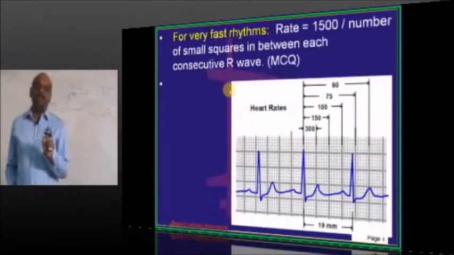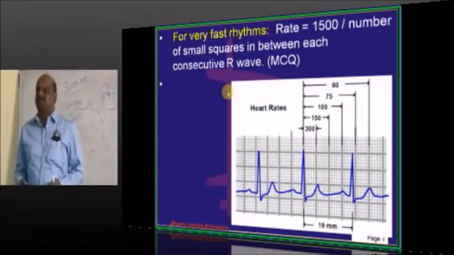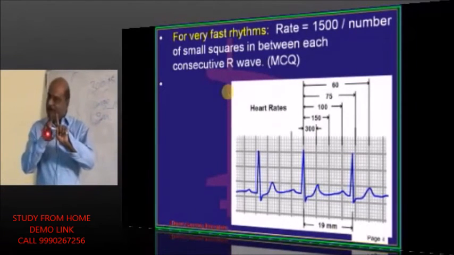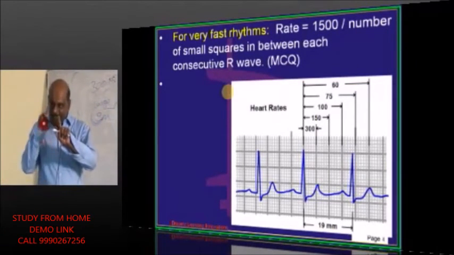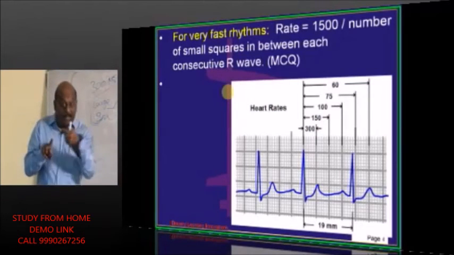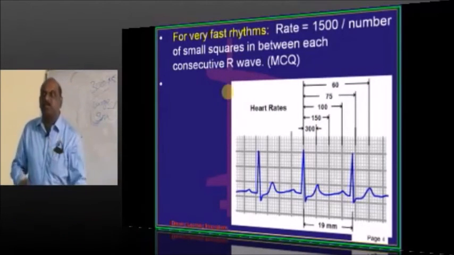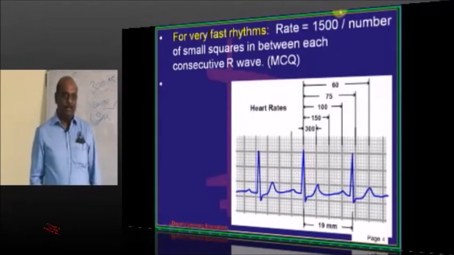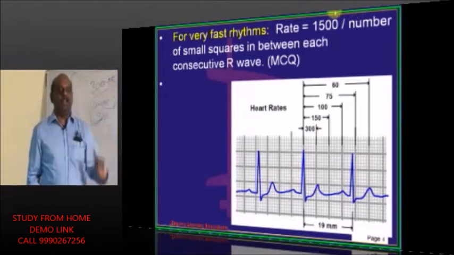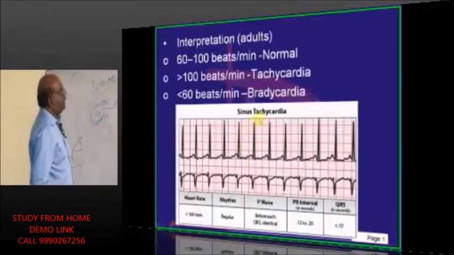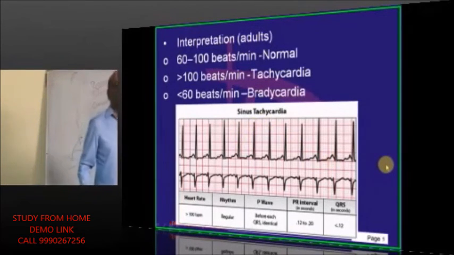Then when will you use small squares? Suppose the heart rate is very fast, 1 R and other R, even 1 large box is also not there, only half large box only is there. Then you will take small boxes and use numerator as 1500. Okay? Then how will you interpret?